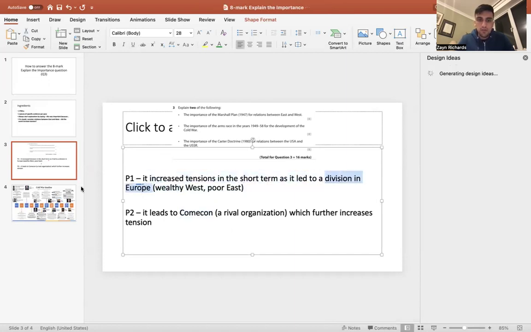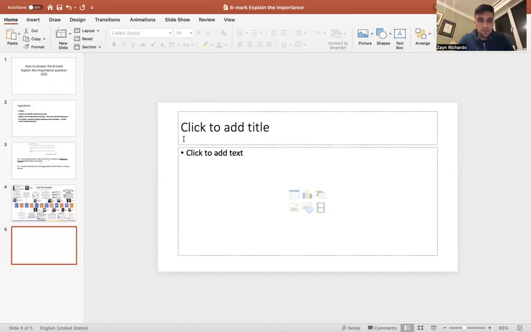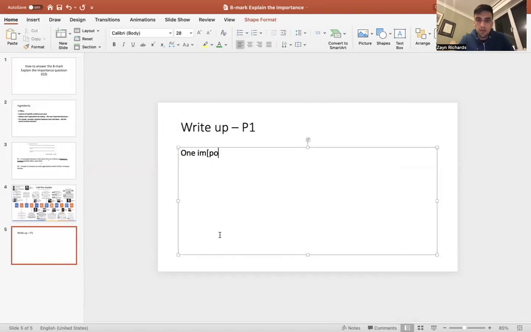Right. So in terms of the write-up, it should look a little bit like this. I'm saying one reason why the Marshall Plan in 1947 was so important was that it led to a divided and fractured Europe.